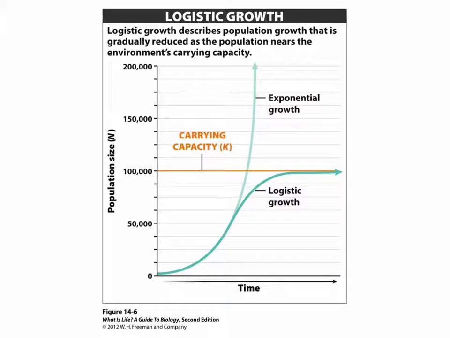Logistic growth describes population growth that is gradually reduced as the population nears the environment's carrying capacity. The carrying capacity is the number of organisms that the environment can support long term. We see here that in the logistic growth model, the carrying capacity, abbreviated as K, is where the population levels off and is no longer increasing.